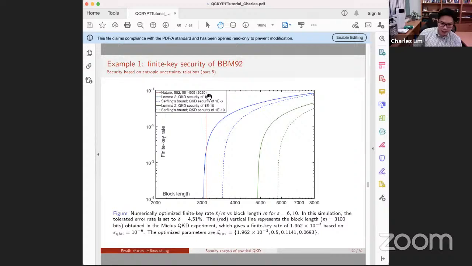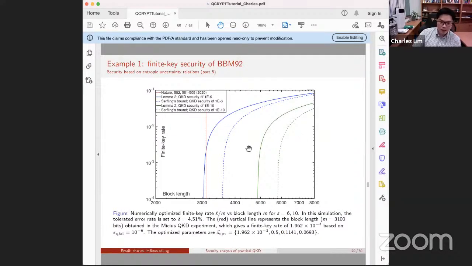And what this says is that there is a limit, or rather a minimum error that you can expect of the QKD protocol, right? If you were to choose an error that is too stringent, like in the case where it's 1e-10, then this is the amount of secret key that you can generate in general, right? And you need a significantly larger block size.